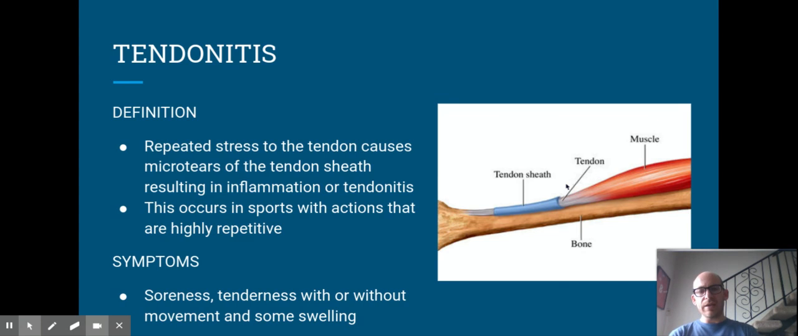Symptomatically, what shows up is soreness, tenderness, both with movement and without movement. Occasionally, you get swelling, but that's normally not seen very much. You don't see big swollen edema. You're just going to have tenderness and soreness with and without movement.